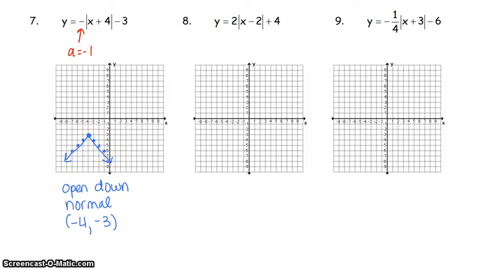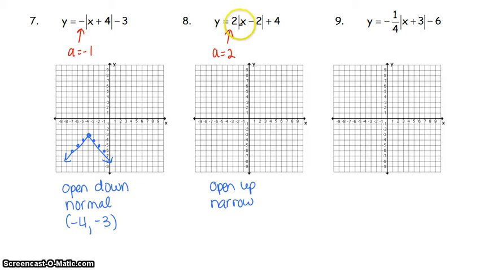Number 8, we see that our a value is equal to 2. Since our a value is 2, it's positive, which means it's going to open up. It is greater than 1, so it's going to have a higher slope. It's going to be more narrow. Since it's greater than 1, we've got a narrow shape.